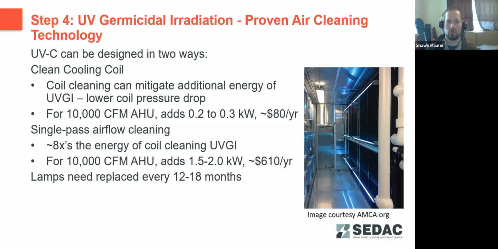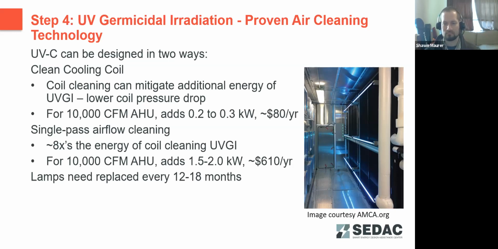If you have funding available for more advanced air purification, you can increase the intensity of that UV to get single pass airflow cleaning. It takes 8 to 10 times the UV energy to clean those systems in a single pass of airflow over that UV section of the air handler. So there is a significant energy addition for this type of system. For a 10,000 CFM air handler, you're looking at about 1.5 to 2 kilowatts, or about $600 a year, a little bit more than that.